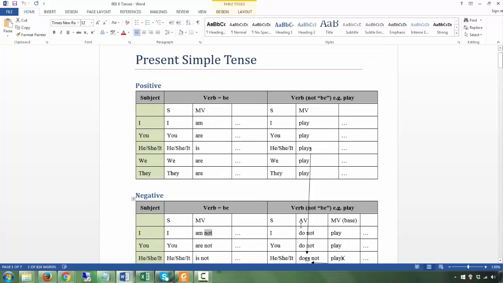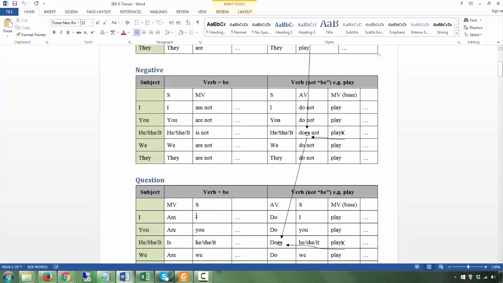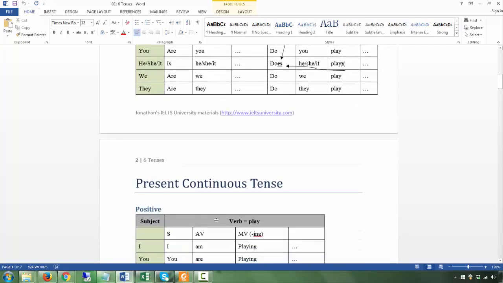There are auxiliary verbs here. Okay, so anyway, be verb, this is the main meaning. Positive: I am, you are, he is, we are, they are. Negative: put a not behind. Question: change it around. Very similar, right? But don't forget, it's very similar to present continuous, but there's no verb ing here. If you put a verb ing here, then it becomes present continuous tense.